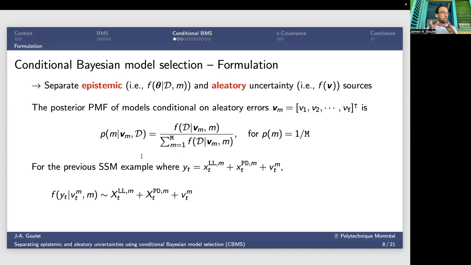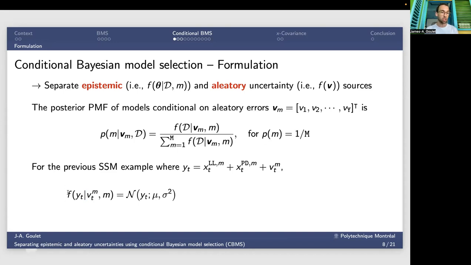So if we look at this with the eyes of the previous example, a state-space model where I have the sum of my baseline component, a periodic component, and my process error, it means that my conditional likelihood here, f of y given a realization of the error and a model, is going to be distributed like the sum of two random variables, the one associated with my baseline and the one with my periodic component. But v_t now is not a random variable anymore. It's a scalar, because now I want to make it conditional on the realization of my error process.